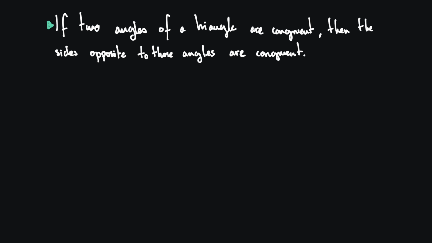So in this video, we're going to prove the next theorem. This is a theorem related to isosceles triangles. It says if two angles of a triangle are congruent, then the sides opposite to those angles are congruent.